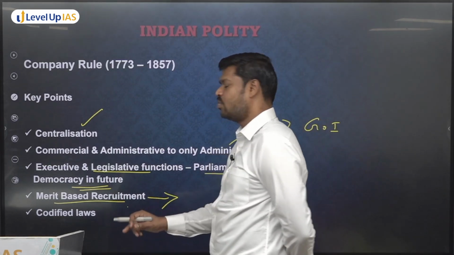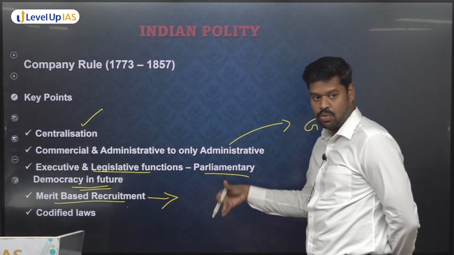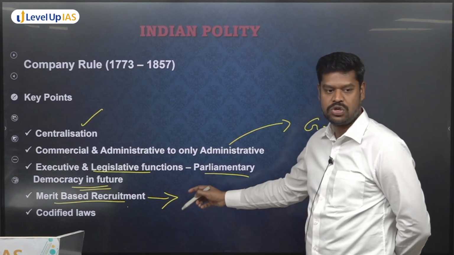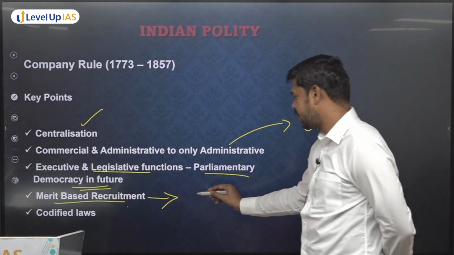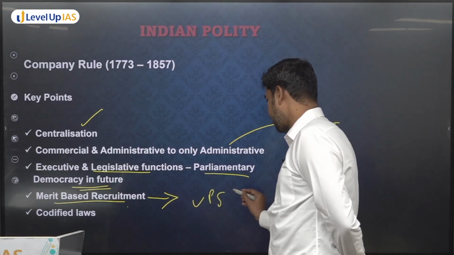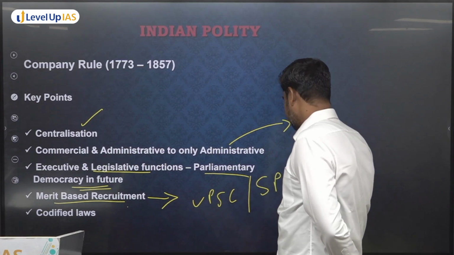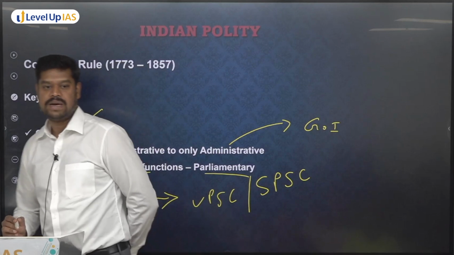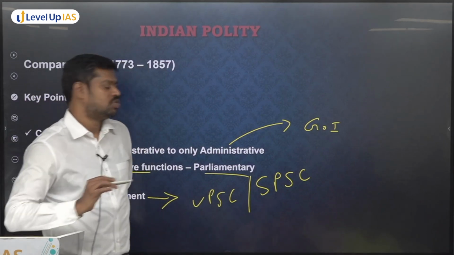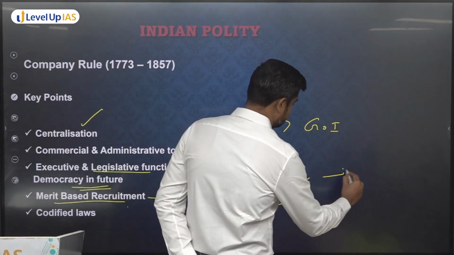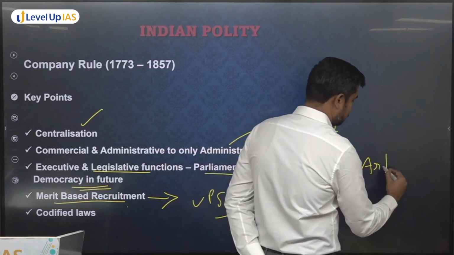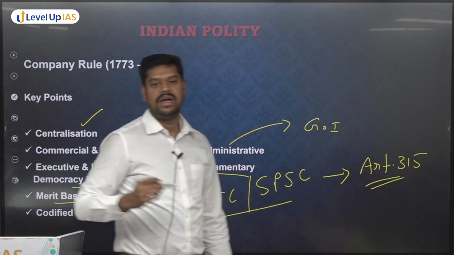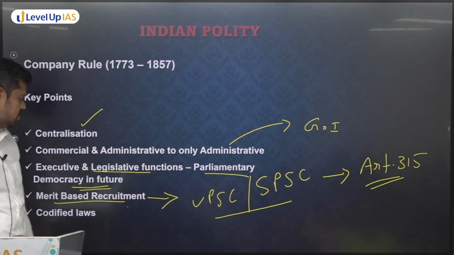And what is a body that you have similar to this? What is there in the present constitution? The genesis is here, but what shape does the constitution give to this idea? It is the Union Public Service Commission and the State Public Service Commission. And what type of body is the Union Public Service Commission and the State Public Service Commission? A constitutional body. And what is the article that establishes this? It is Article 315. Very good. It is Article 315 of the Constitution that establishes that.